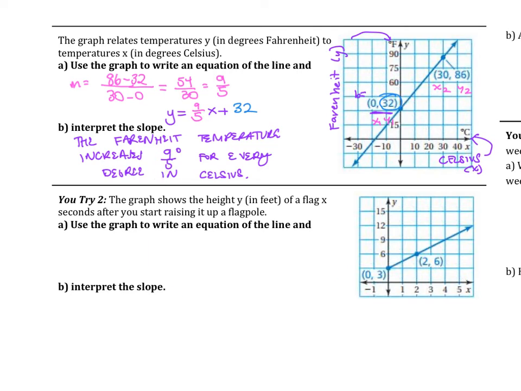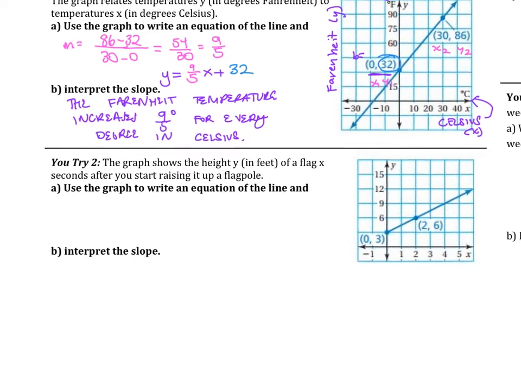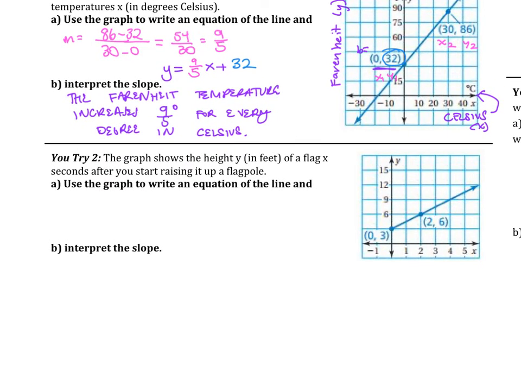So try this next example on your own. The graph shows the height in feet of a flag X seconds after you start raising up a flagpole. So as a hint, I would go ahead and label these. What is the y value? What is the x value? Then you're going to have to find slope, and then see if you can interpret the slope as well.